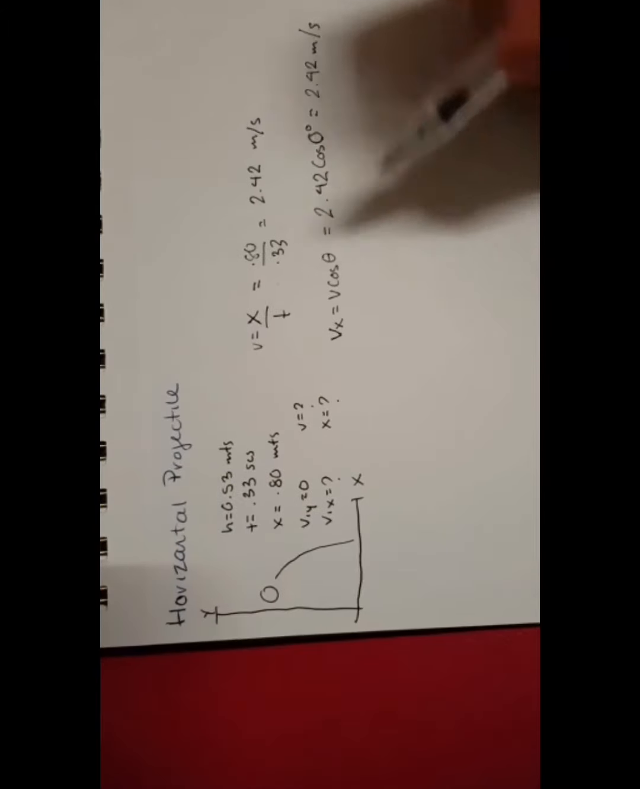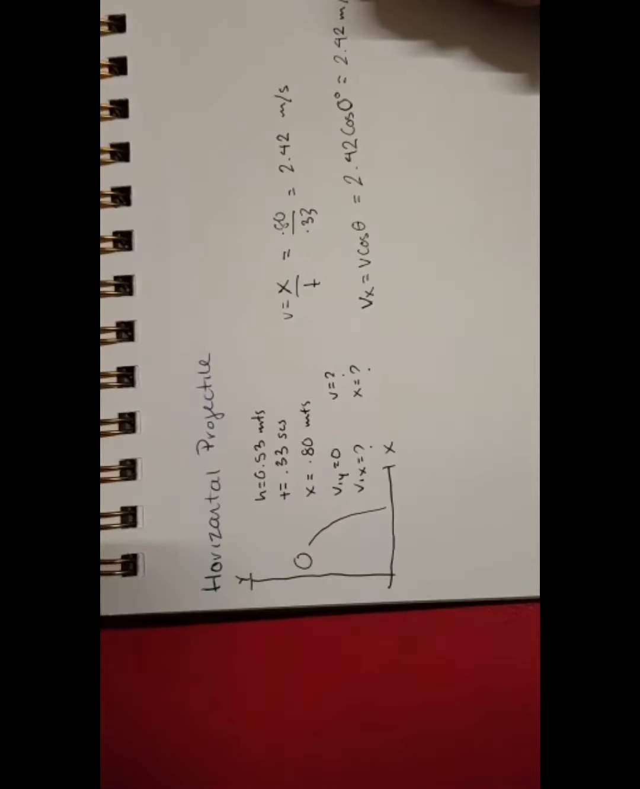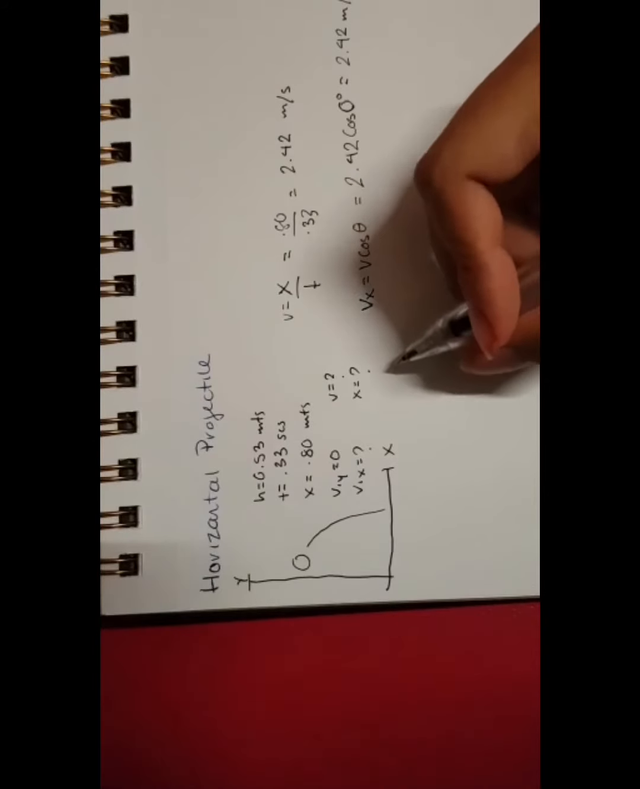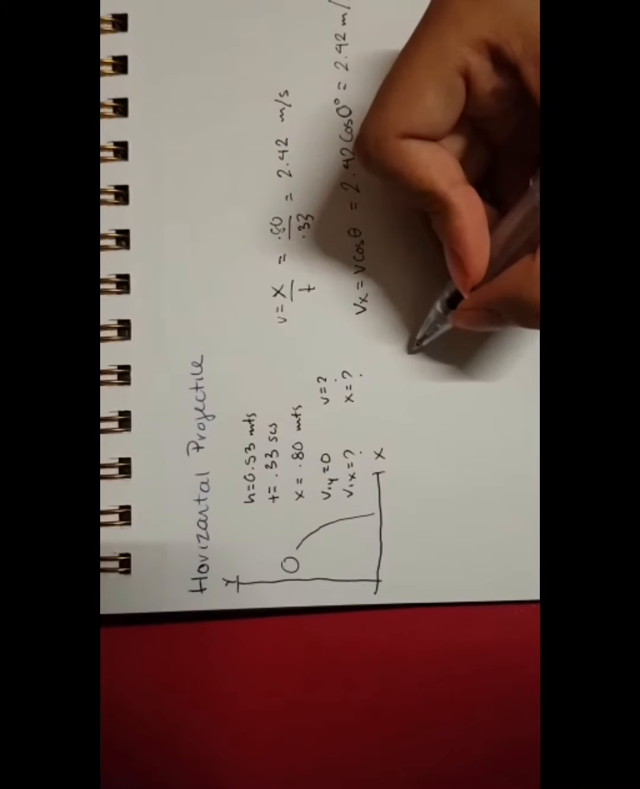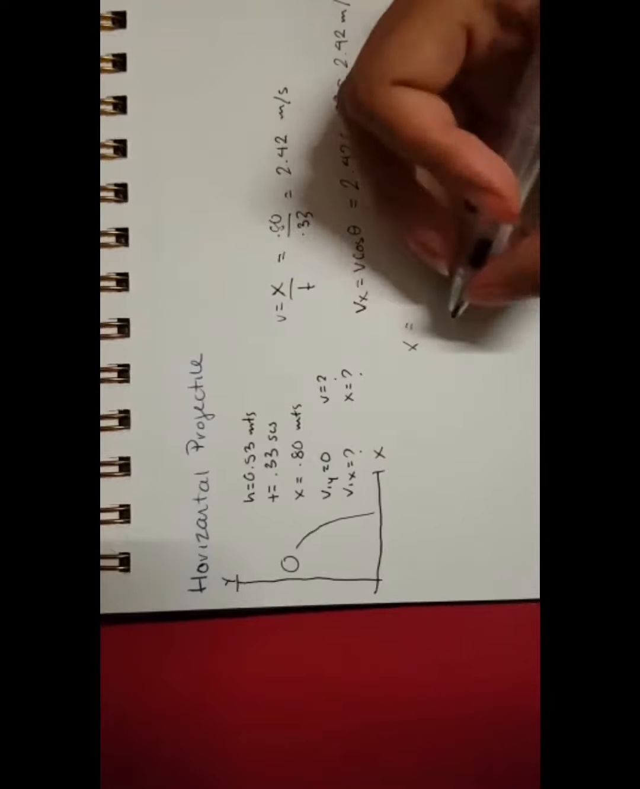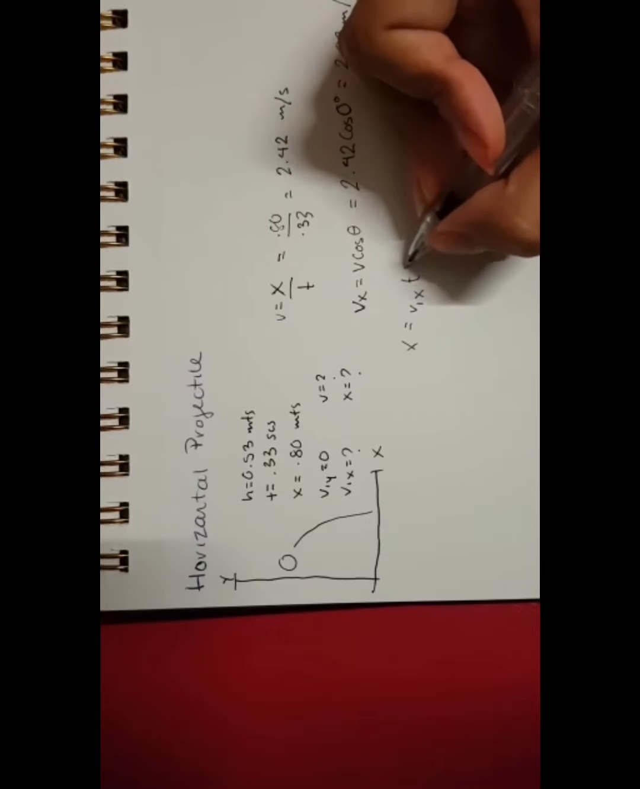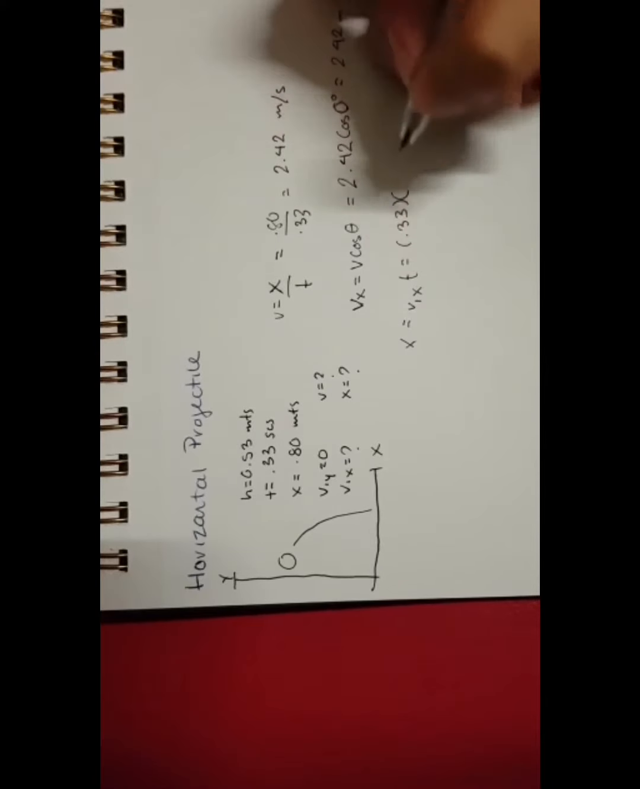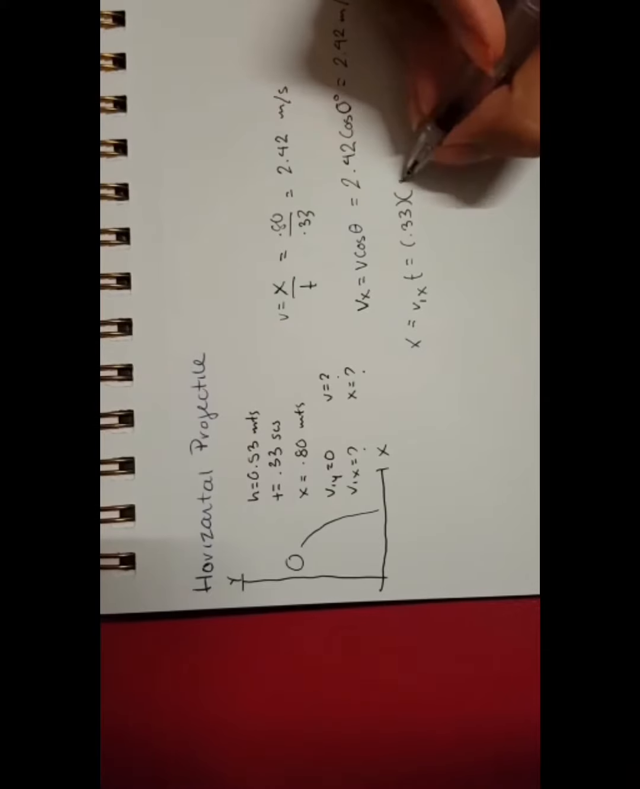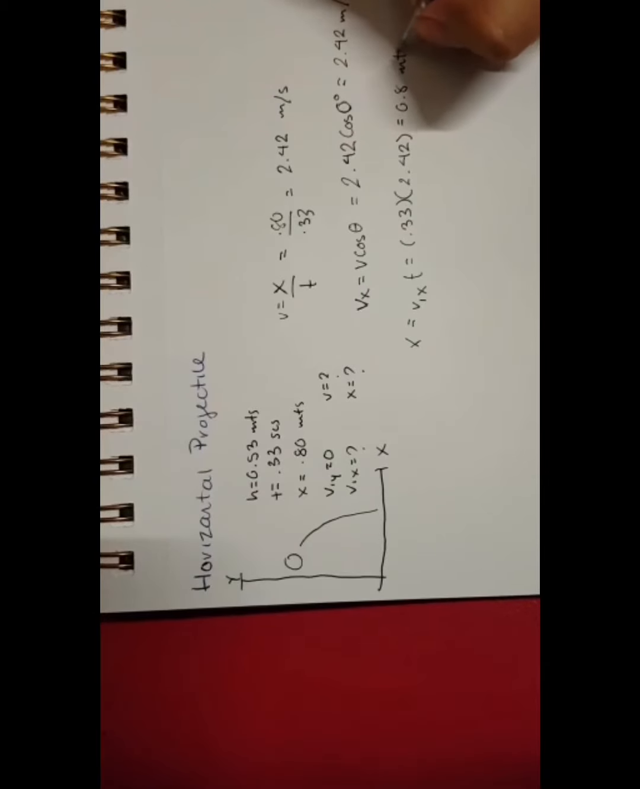Now that we know the velocity of x is 2.42 meters per second, we can get the x, which we already have, but just to be sure, the formula is x equals initial velocity on x times the time. Substituting, it is 0.33 times 2.42, and the result is 0.8 meters. And that's it.